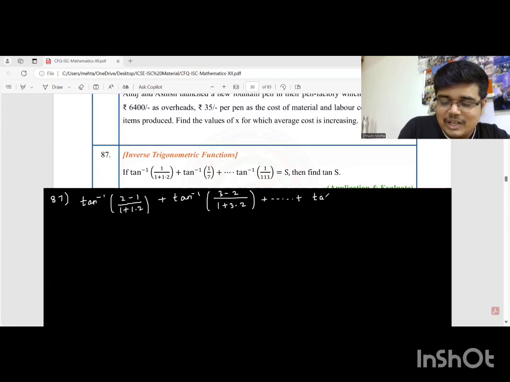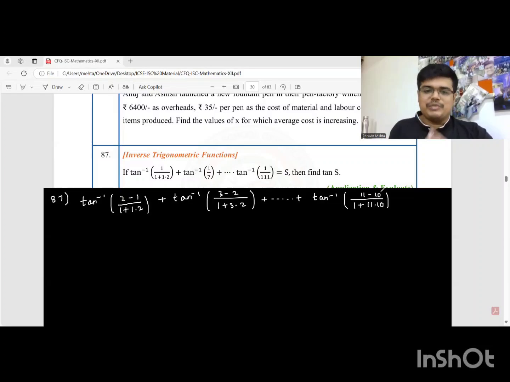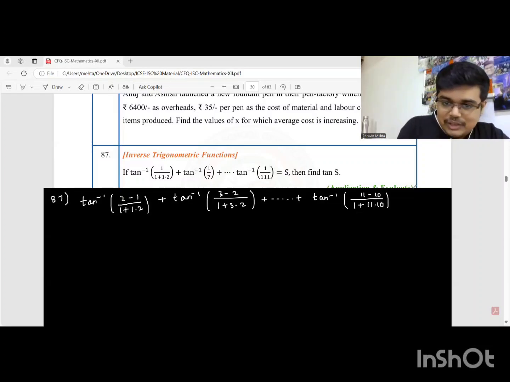The last number, students, is 111. In the denominator, students, we will have 1 plus 110, which is 11 into 10. In the numerator, students, we'll have 11 minus 10. So here, students, we have these tan inverse terms, and they are saying this is the value of s. We'll have to keep solving this, students.